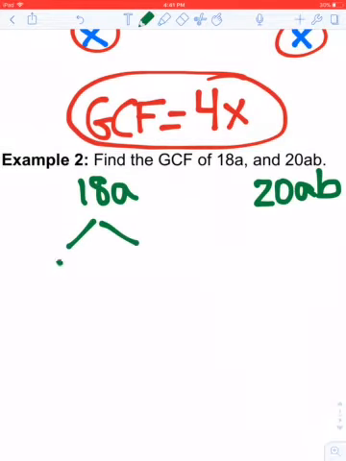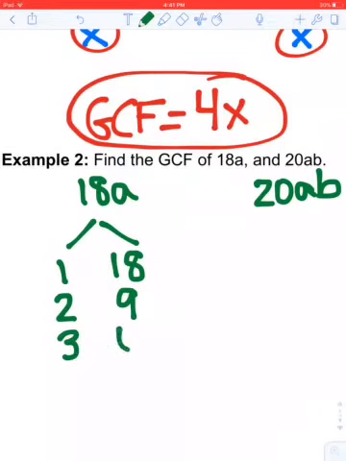So if I have 18, we have 1 and 18. We can check 2 now. 2 and 9. 3 and 6. 4 doesn't work, 5 doesn't work, and then 6 is back in my right-hand column, so I'm all set.